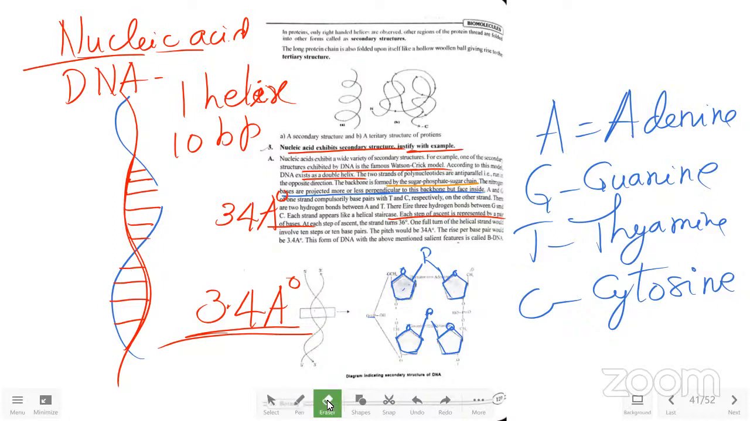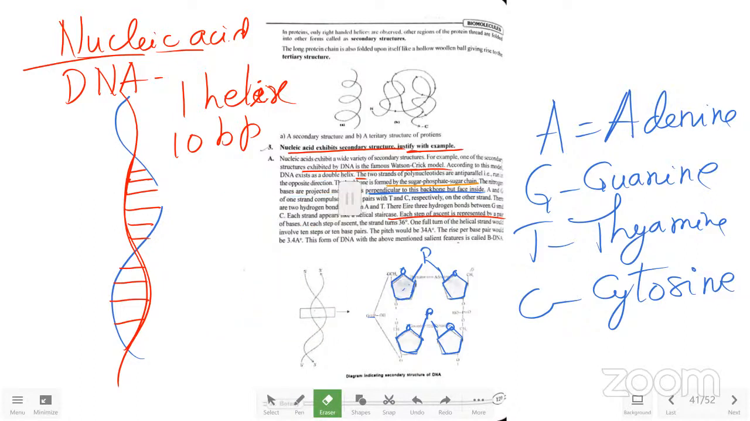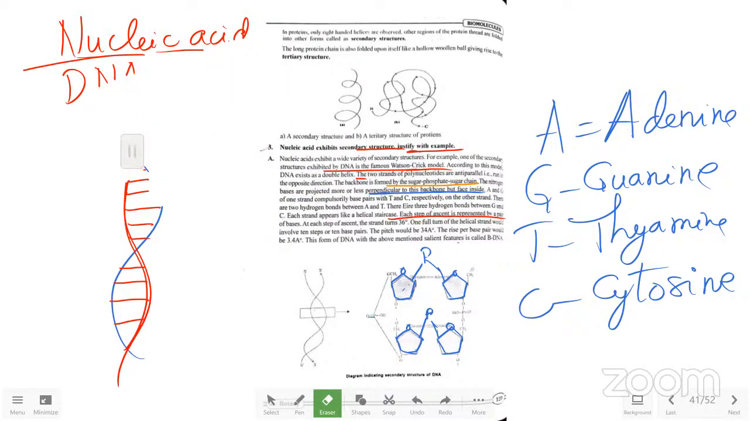So this is the right helical model of the B-DNA.